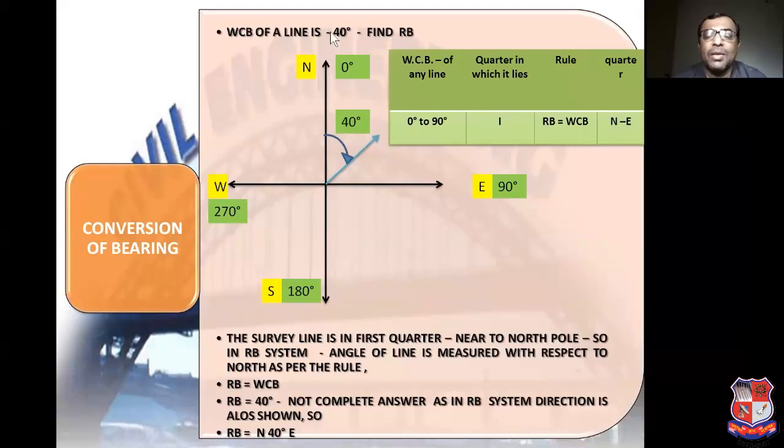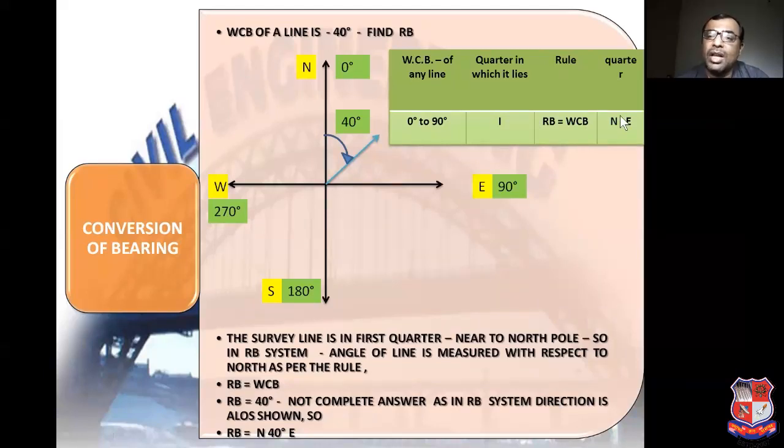WCB of a line is given as 40 degrees. Find the value of the reduced bearing of this particular line. Now the value of WCB is 40 degrees, and you can see a table given here. 40 degrees means the value of WCB lies between 0 to 90 degrees, so your line is in quarter number 1. So the rule is RB is equal to WCB.